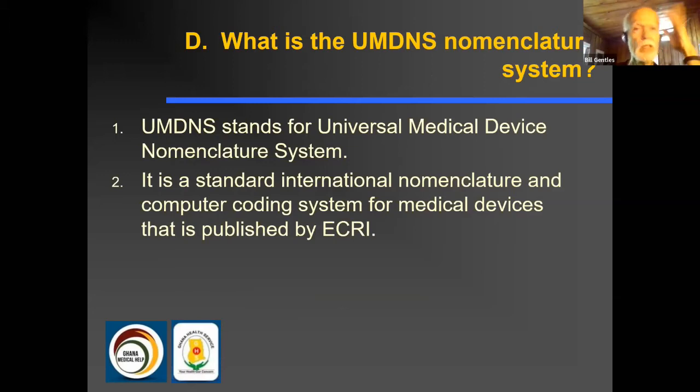But first, just an explanation. UMDNS is an acronym. It stands for Universal Medical Device Nomenclature System. It was established by an American not-for-profit agency called ECRI, used to be their full name, Emergency Care Research Institute. They publish information on medical devices, do evaluations of medical devices, and publish hazard alerts on problems with medical devices. They've also developed this international standardized nomenclature, which they make available at no charge for anyone who wants to use it.